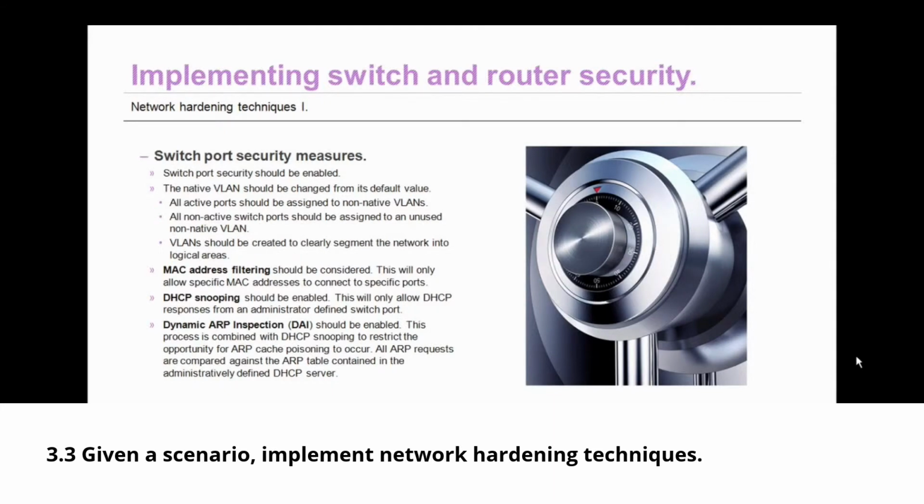In addition to DHCP snooping, dynamic ARP inspection, or DAI, should also be enabled. This process is combined with DHCP snooping to restrict the opportunity for ARP cache poisoning to occur. All address resolution protocol requests are compared against the ARP table contained in the administratively defined DHCP server. Implementing these measures will greatly increase the security of your switches.